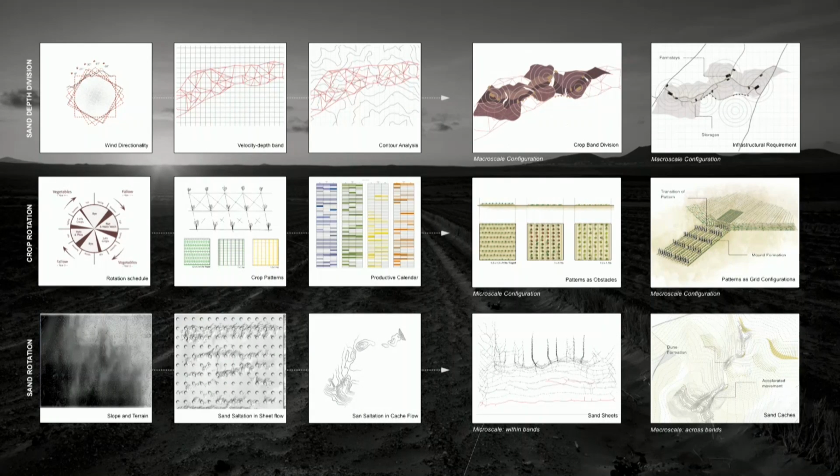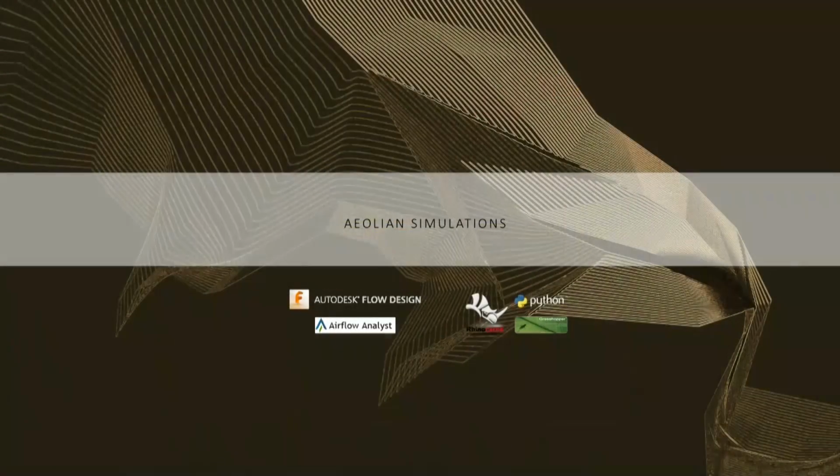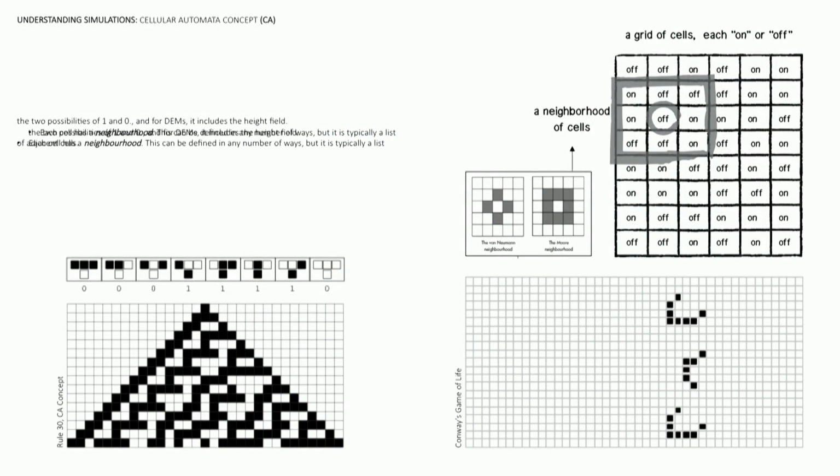And with that, we came to simulating what these aeolian processes would be. So we used a lot of softwares for wind as well as sand simulations. The softwares that the simulations work on, they work on a system called cellular automata, which I'm sure a lot of us are familiar with already.